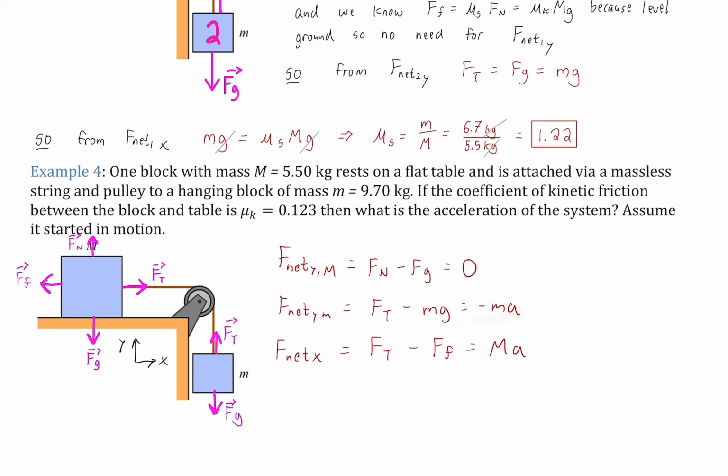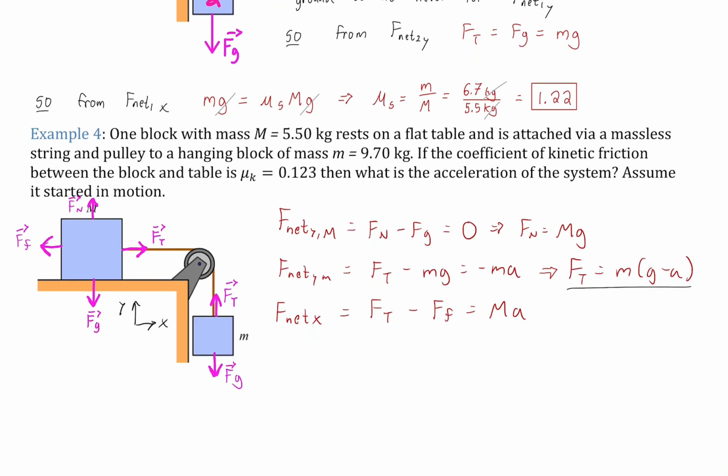Why negative? Because I know that little m must accelerate down. Meanwhile, for the net force in the x direction, tension minus friction equals big M a, because I know big M must accelerate in the a direction. And again, this negative comes from the fact I'm using the same coordinate system for both blocks. Okay? Then I rewrite some things that are simple.